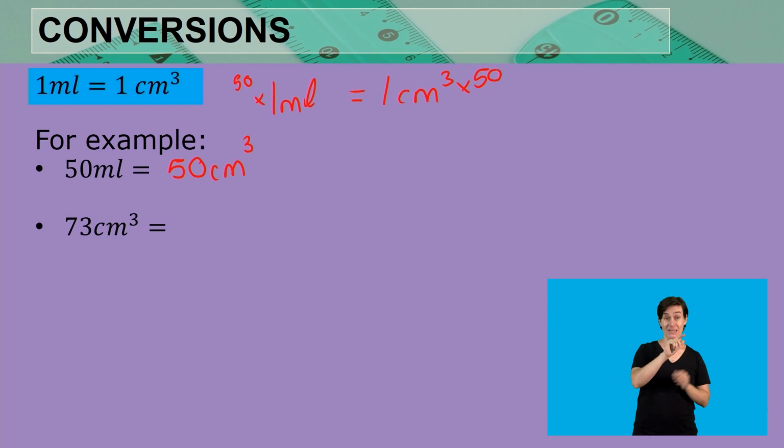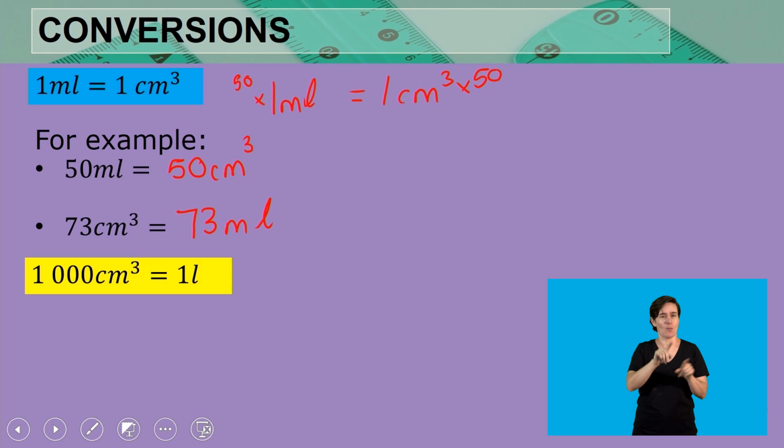Let's look at the next one there. We have now 73 centimeters cubed. Now, because again, 1 centimeter cubed is equal to 1 milliliter, how many milliliters will 73 centimeters cubed be? If you have 73 milliliters, then you are absolutely correct.